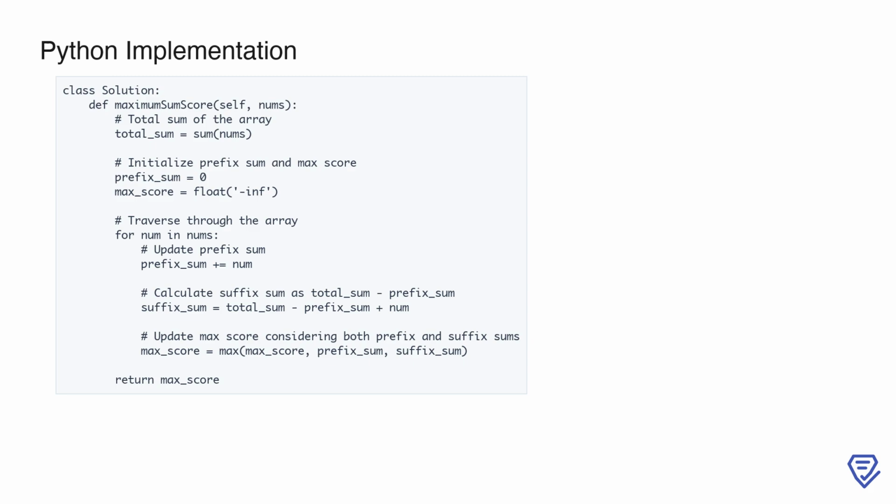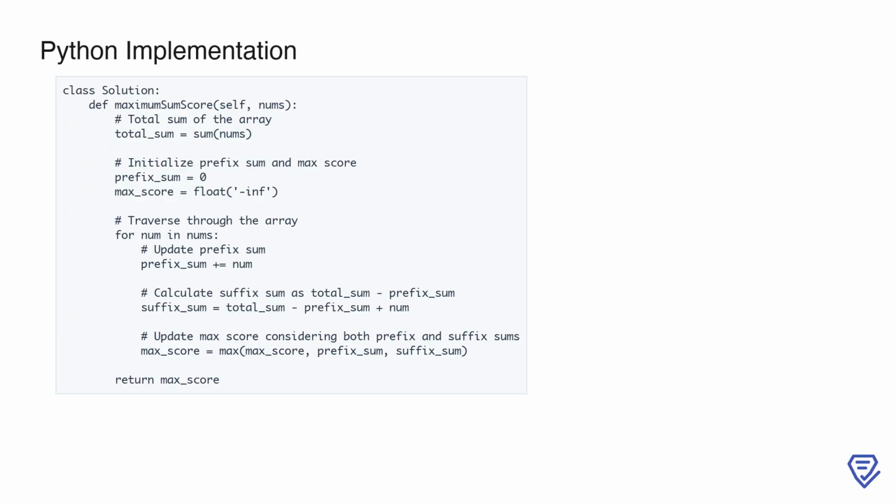The key idea is to consider both prefix sums and suffix sums, as the problem allows choosing either side of the array. Here's the detailed explanation of the code. 1. Initialization. We start by calculating the total sum of the array, which helps in computing the suffix sums efficiently during the traversal. Additionally, we initialize two variables, prefix_sum to track the cumulative sum from the start, and max_score to store the maximum score encountered so far, initialized to negative infinity.